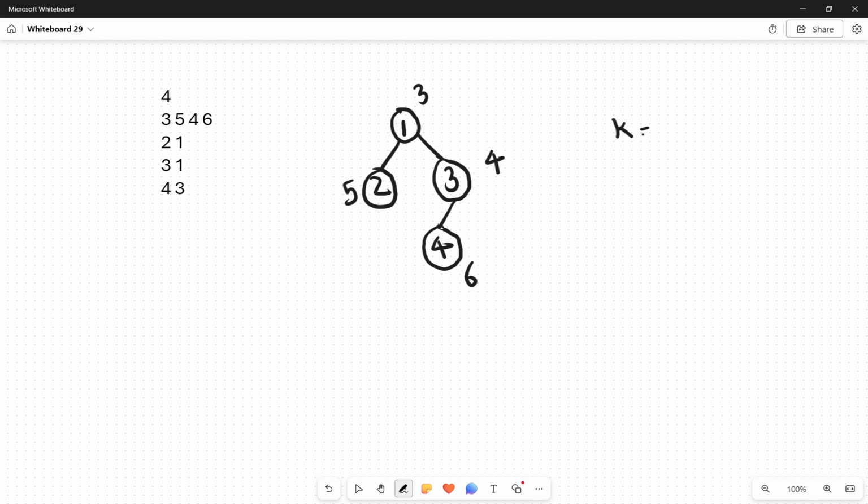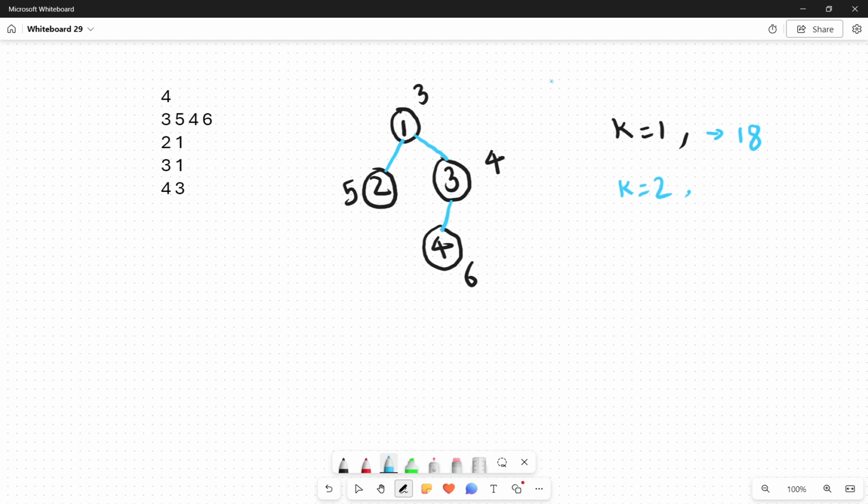So for k is equal to 1, we only have one color, right? So for that one color, we will color every edge by, suppose, this blue color. So for k is equal to 1, our answer will be just the sum of 5, 3, 4 and 6. So it will be 18. Okay. What about k is equal to 2?